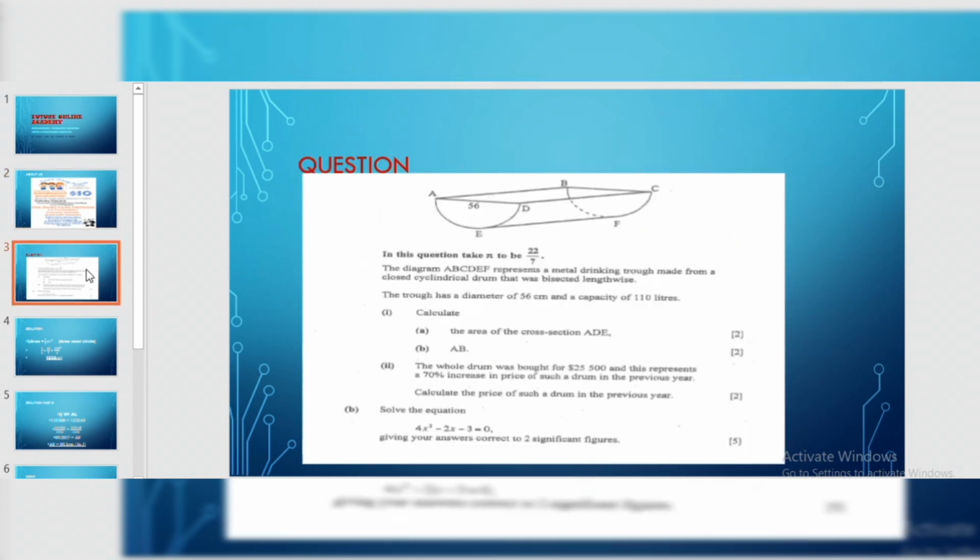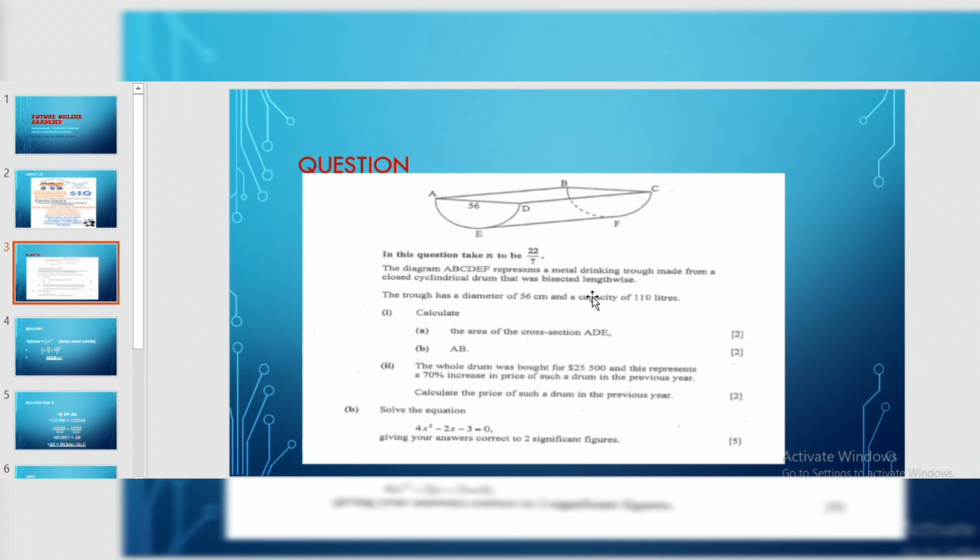So in the question, take pi to be 22/7. They've given you the diagram ABCDEF representing a metal drinking trough made from a closed cylindrical drum that was bisected lengthwise. As you can see, this one is a half of a cylinder. The trough has a diameter of 56 meters and a capacity of 110 liters. Calculate the area of the cross section ADE.